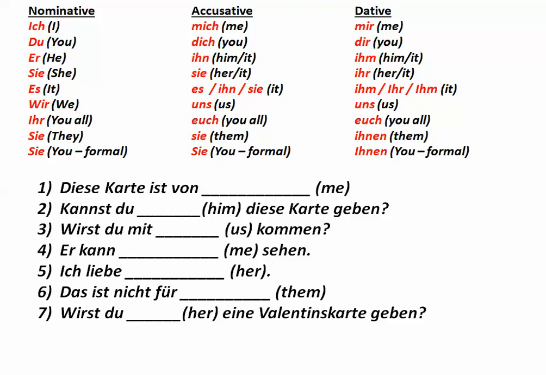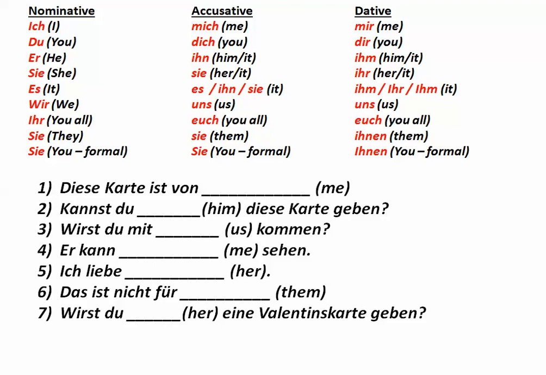So if it were a das word, I would say es. If it were a masculine word like der Bleistift, I would say ihn. Ich sehe ihn, meaning I see the pencil. If it were a feminine noun like die Kreide, I would say ich sehe sie, okay? Or maybe a lamp or something.